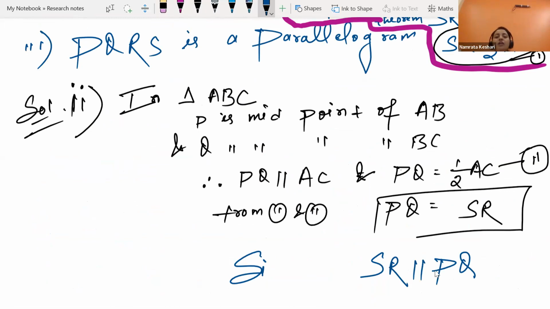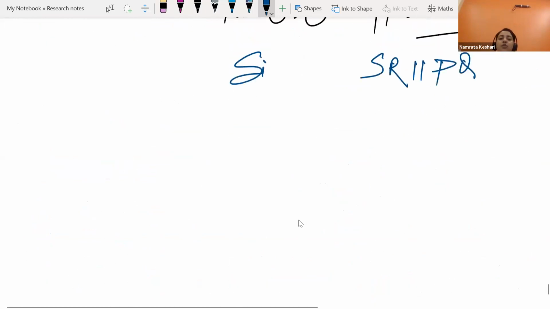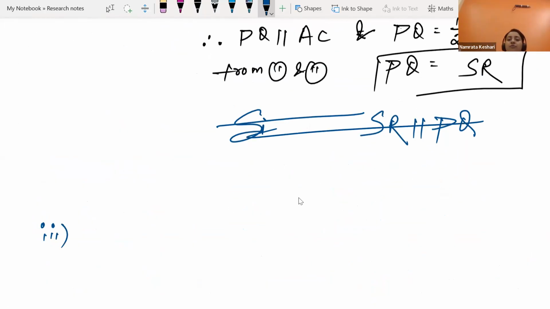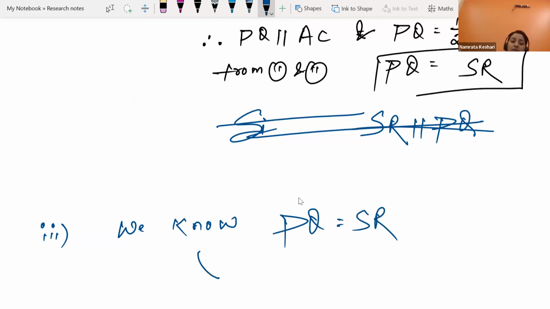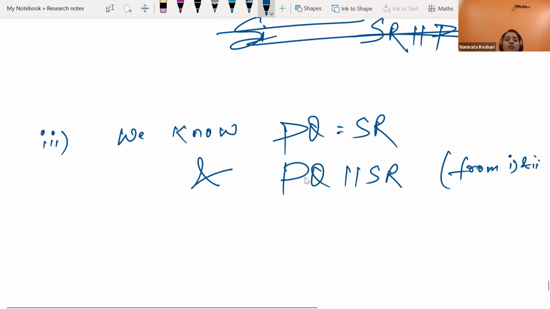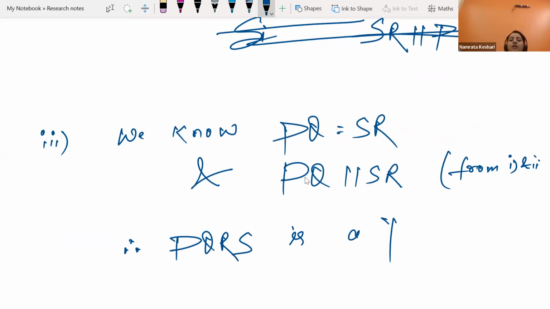If SR is parallel to PQ and SR is equal to PQ, therefore in part 3 what we'll be writing is, we know that PQ is equal to SR, and also PQ is parallel to SR. From equation 1 and 2, therefore PQRS is a parallelogram. Only this much is okay to declare that it's a parallelogram, and we are done.